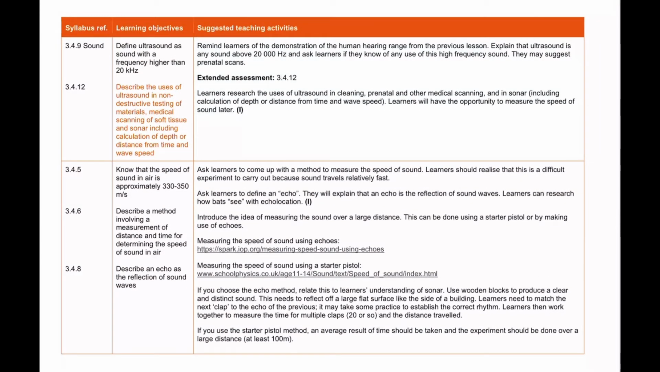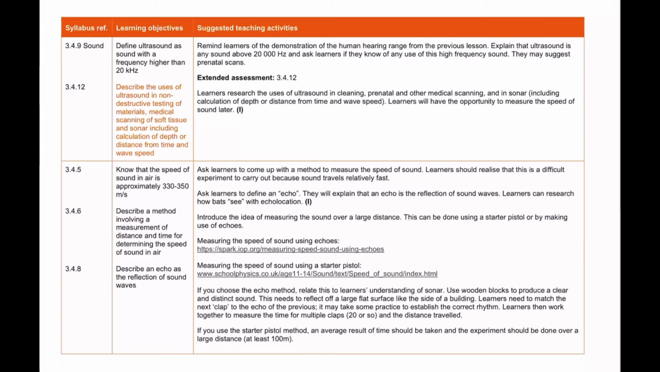Define ultrasound as sound with a frequency higher than 20,000 Hz. Describe the use of ultrasound in non-destructive testing of materials, medical scanning of soft tissue, and sonar, including calculation of depth or distance from time and wave speed.